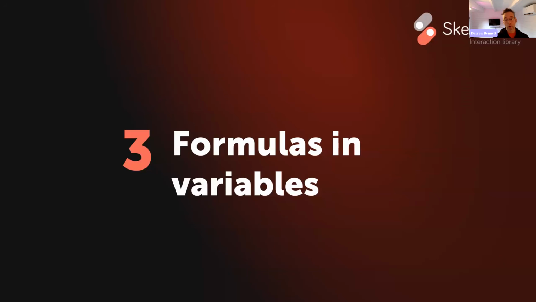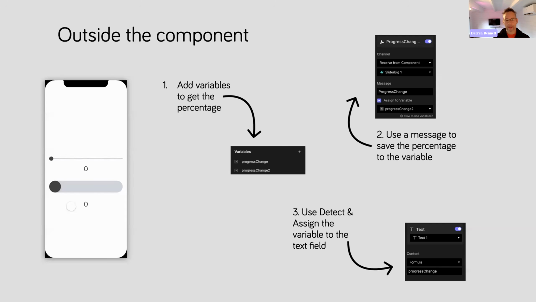Okay, number 3, formulas in variables. Just want to talk a little bit about how I'm using those. So I've got this slider control, so you can see I'm sliding it up and down. It's also broadcasting the percentage value. Now these sliders can be any width. You can make them as long or short as you like. It's always going to return a percentage value.